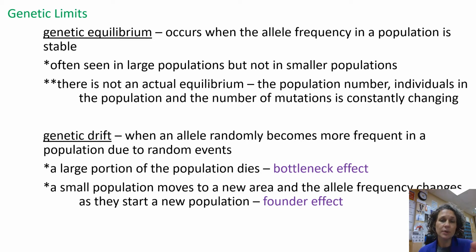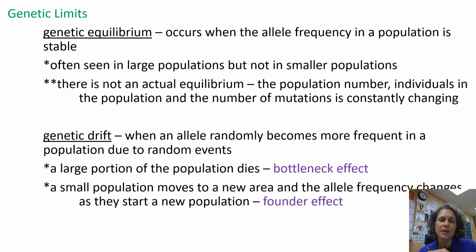Individuals in the population could be coming in or leaving. You could also have mutations occurring in the genetic makeup, so on the face of it, we're at genetic equilibrium. And then when you see genetic drift, this is when an allele becomes more frequent, kind of suddenly, due to random events.